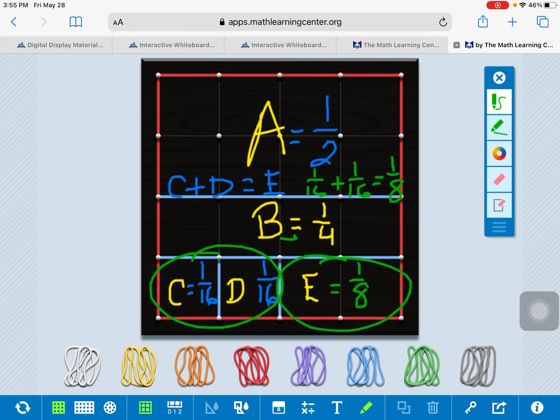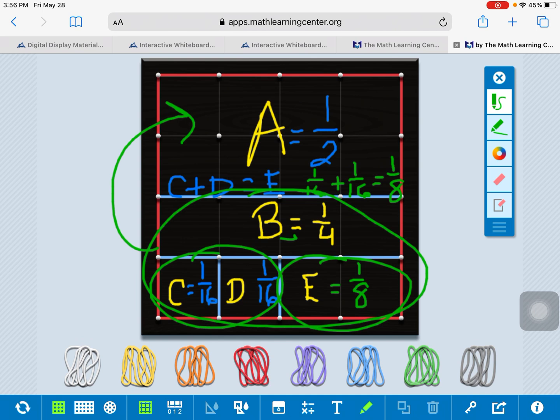So I could think about some other equations too. I could think about B, C, D, and E being equal to A. So B plus C plus D plus E is equal to A. Or 1/4 plus 1/8 plus 1/16 plus 1/16 is equal to 1/2. It sounds like a lot, but really, when you think about it, we're taking these 16 squares and splitting them up into unit fractions to make much bigger fractions.